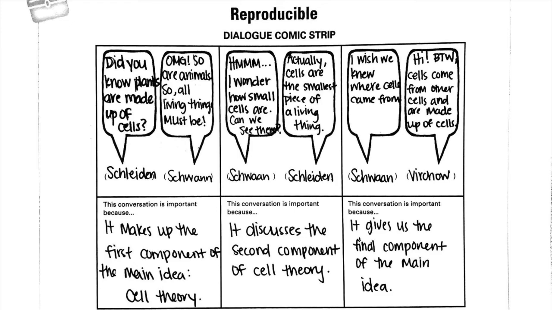So first we have Schleiden. Did you know plants are made up of cells? OMG, so are animals, so all living things must be, said Schwann. I wonder how small these cells are. Can we see them? said Schwann. Schleiden replied, actually, cells are the smallest piece of a living thing. Schwann stated, I wish we knew where cells came from. Hi, by the way, cells come from other cells and are made up of cells, said Virchow.